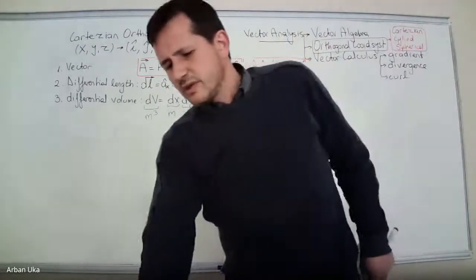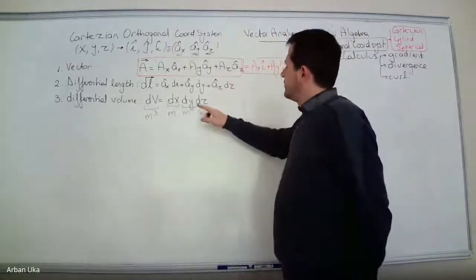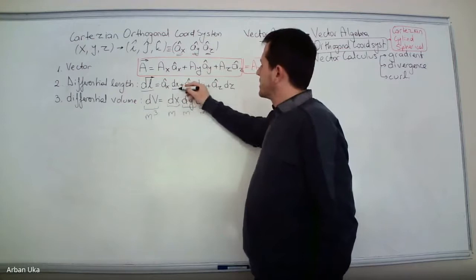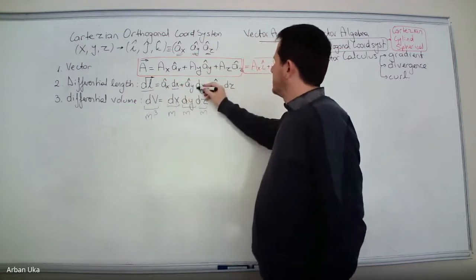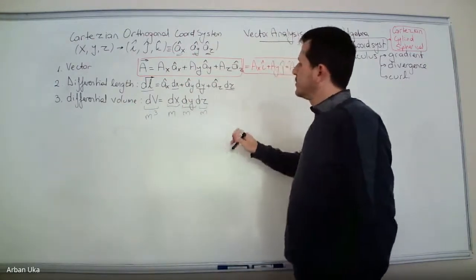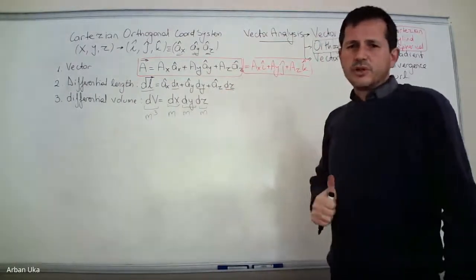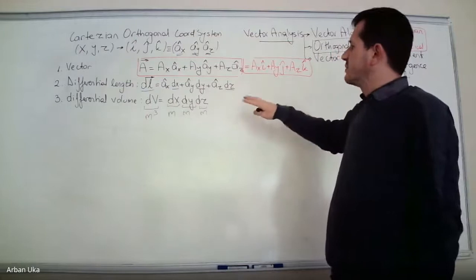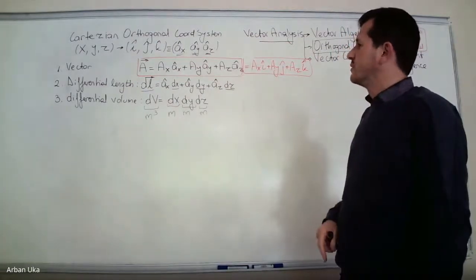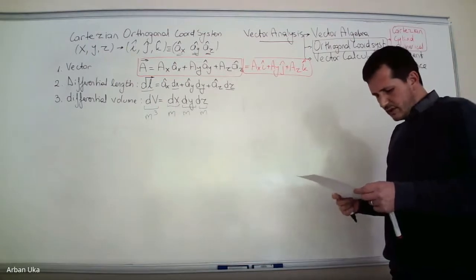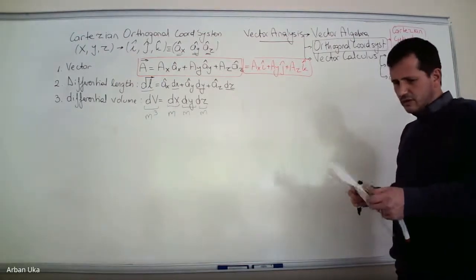Similarly, we can observe that dl has units of meters, dx has units of meters, dy meters, dz meters. So we are good. It looks like when we write the differential length, we wrote it correctly. So we have meters plus meters plus meters, which should also be equal to meters. Also, regarding the differential volume, we have it in the correct way.